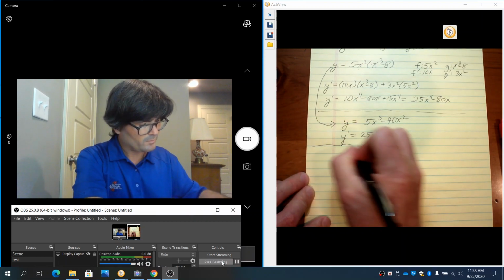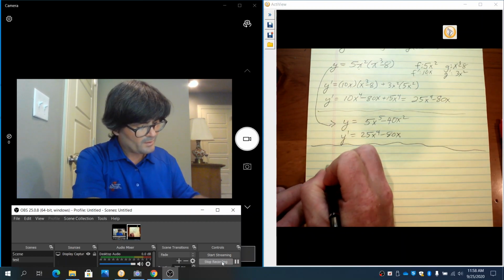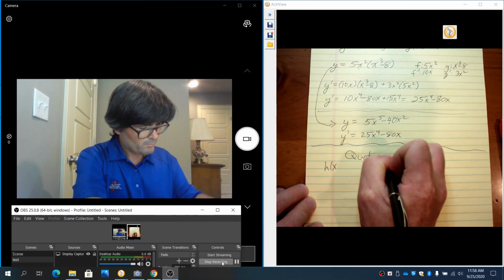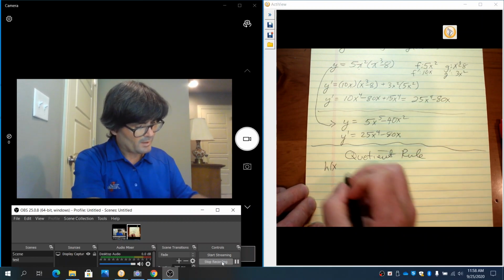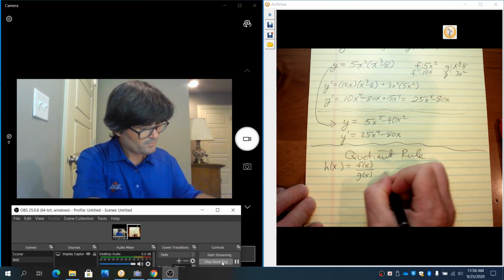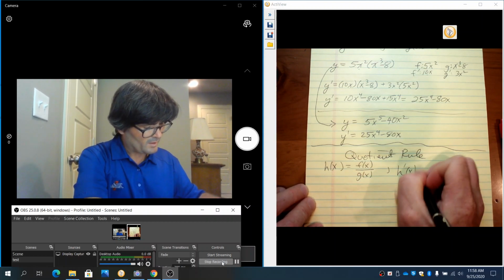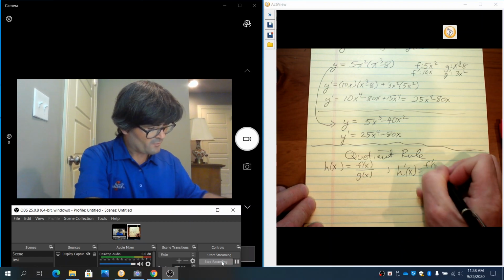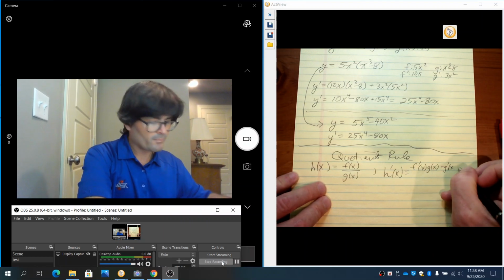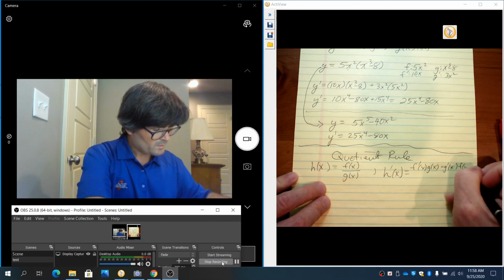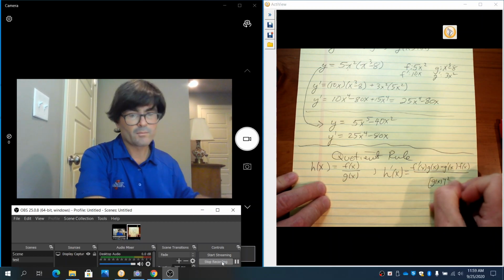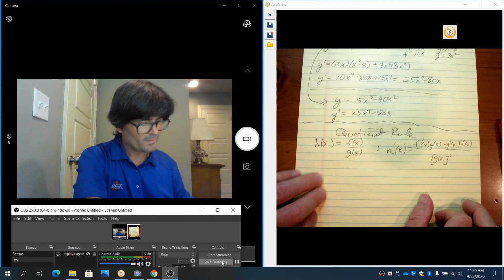The quotient rule will be next. Say you have, I'm going to write that down, h of x is f divided by g, and h prime is f prime times g minus g prime times f over g squared. So just follow the formula.